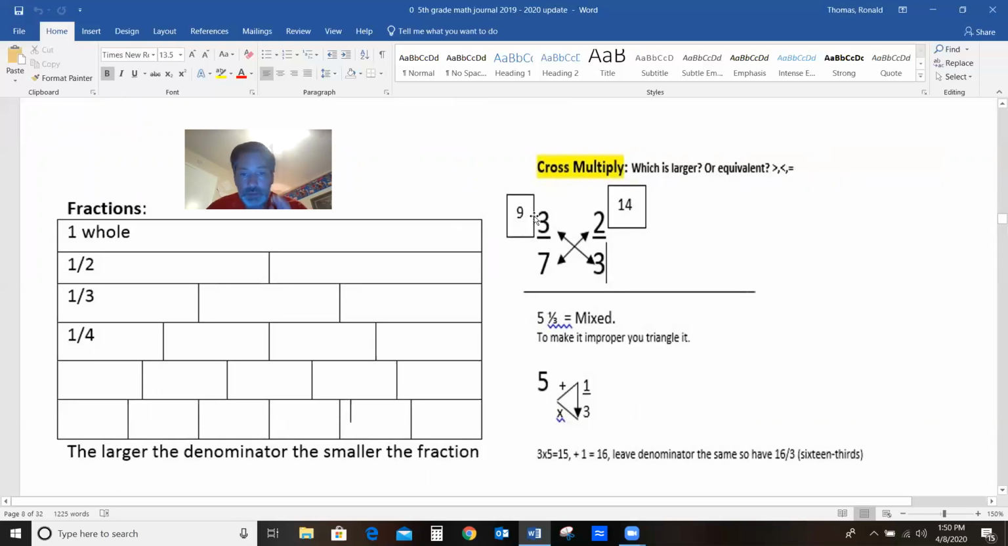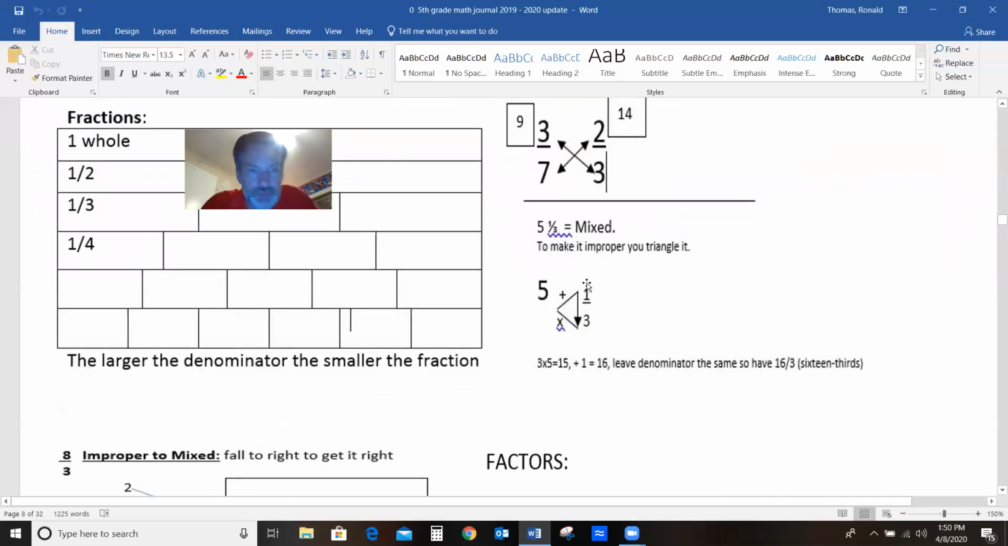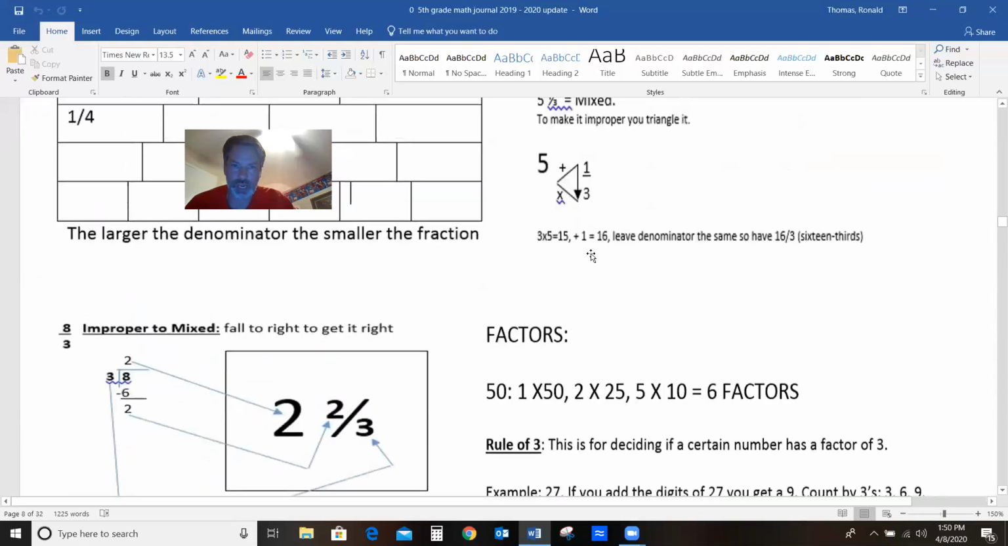Notice the example. 3 times 3 is 9. Diagonal multiplying. 7 times 2 is 14. So 3/7 is less than 2/3. Less than. 5 and 1/3 is mixed. How do I make it unmixed? You triangle it. That's a big thing to know how to do, is to triangle something.